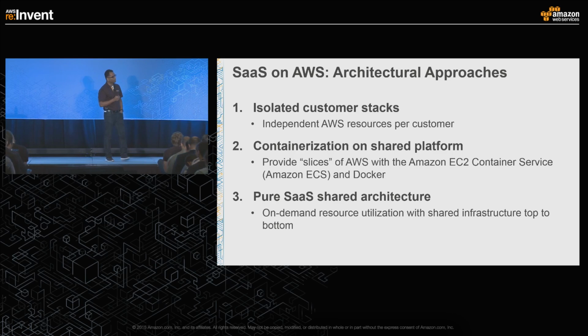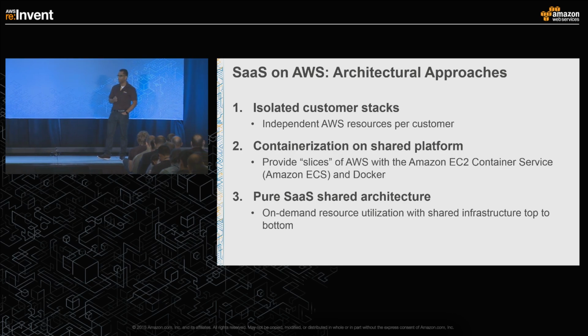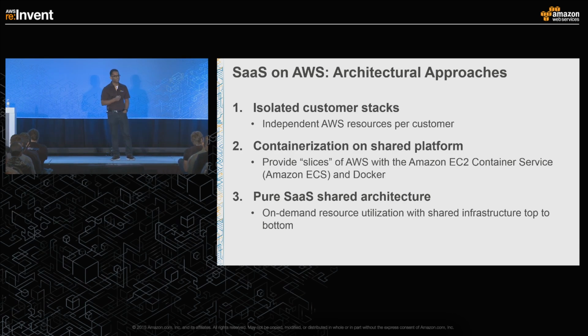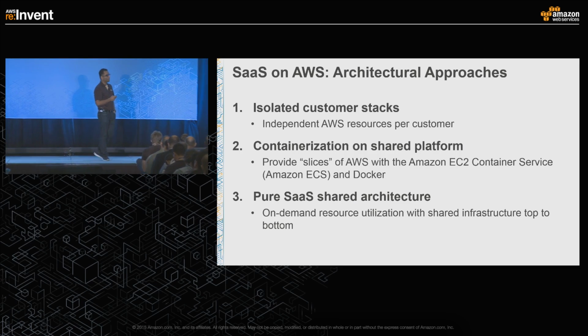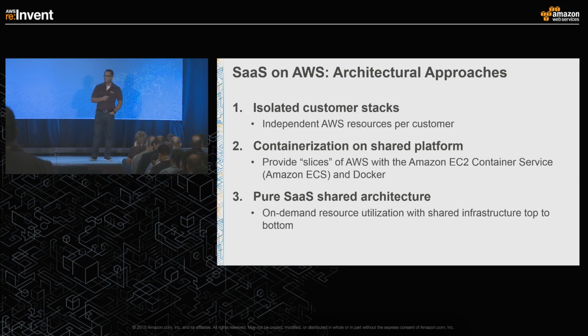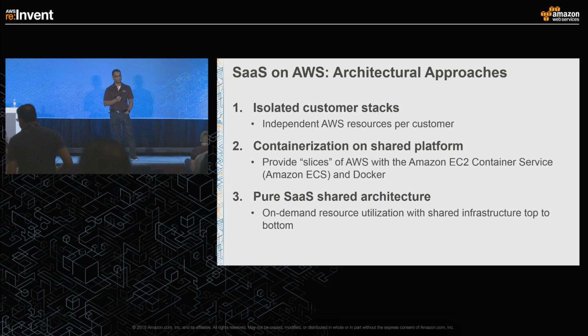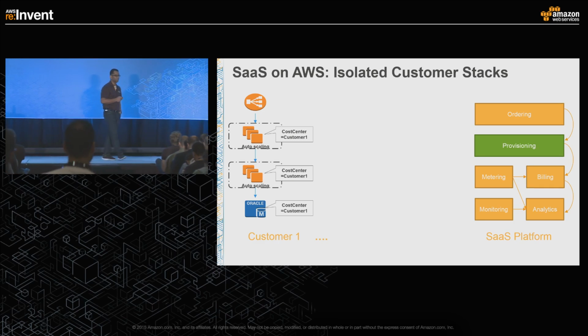The first is the most approachable and easy to implement if you have an existing application, and that is the isolated customer stack, where you simply spin up a dedicated stack for each customer that is on your platform. On the other end, we have a pure shared services platform from top to bottom. And in the middle, we're seeing a newer pattern emerge over the last couple of years with the emergence of Docker, and now with support from AWS with the EC2 container service, the use of containers to slice compute and dedicate that to your customers. So let's dive in and take a look at each of these in turn.